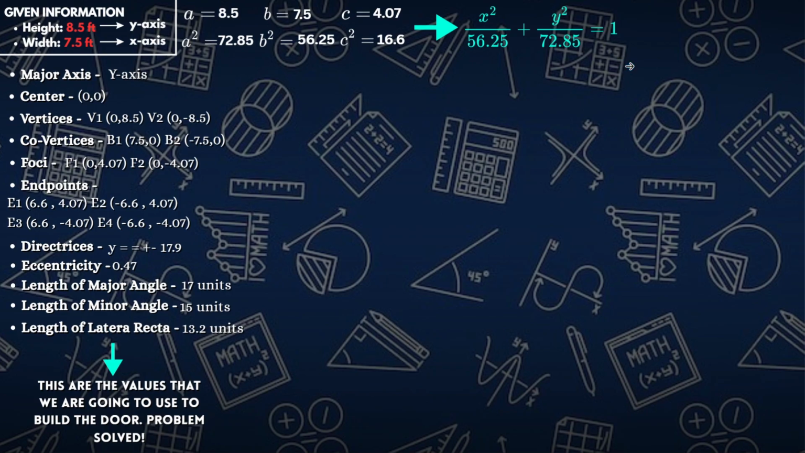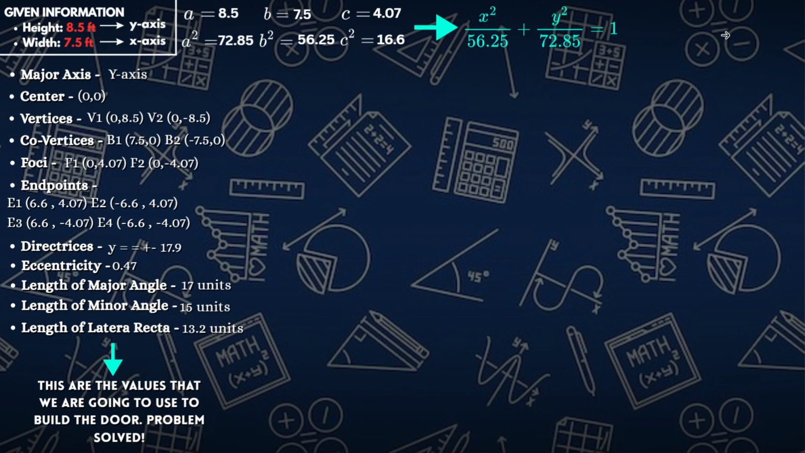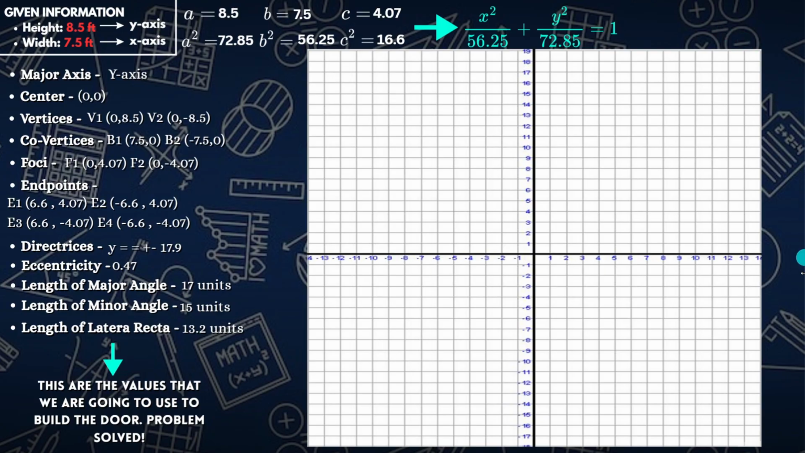Okay, now that we have these values, we can start by graphing this on graphing paper first, before conceptualizing or constructing the design. So let us first point our center, which is at (0, 0). As you can see here, class, there's a point at (0, 0), which is our center.